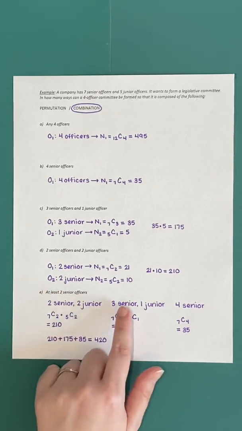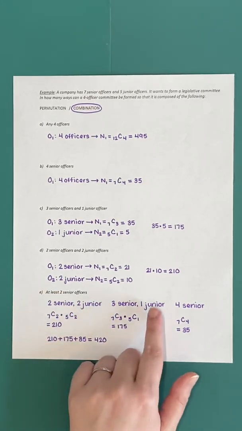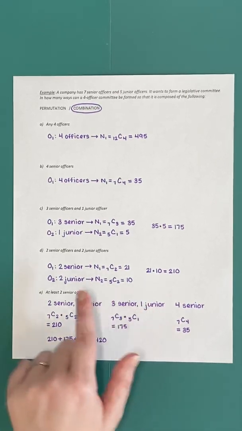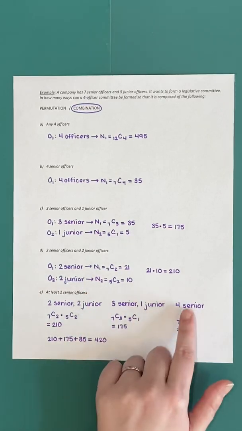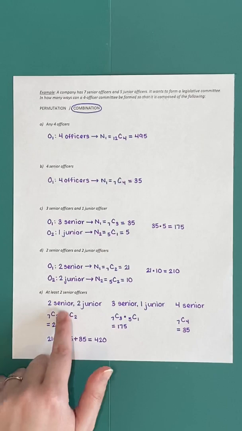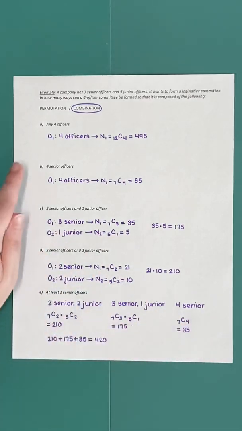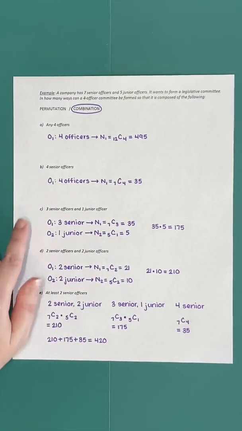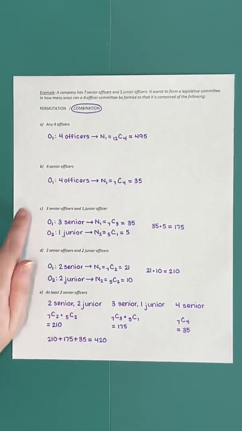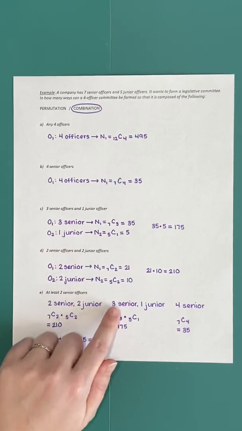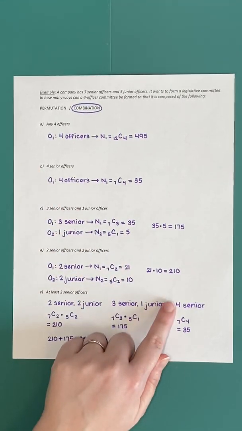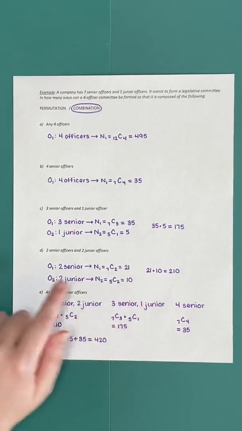So we could have 3 senior officers, and then the 4th one is a junior officer. That's a possibility. And then the only other possibility that would meet this requirement is that we have a committee of all senior officers. Well, I worked these out again, but notice those are the 3 situations we just looked at. 2 senior officers and 2 junior officers, 3 senior officers and 1 junior officer, and then 4 senior officers in total. So we've already worked those out ahead of time, but say you hadn't.